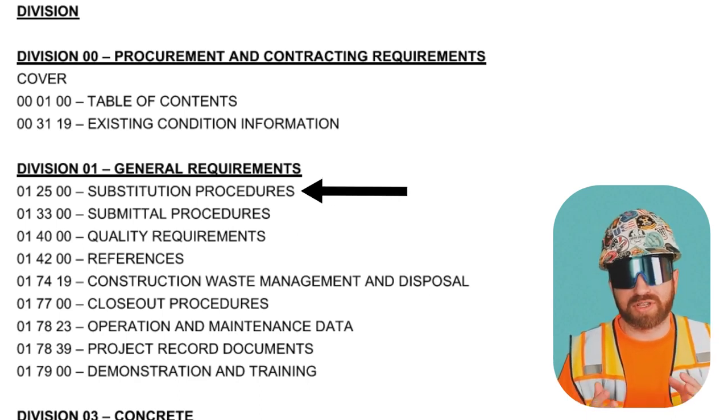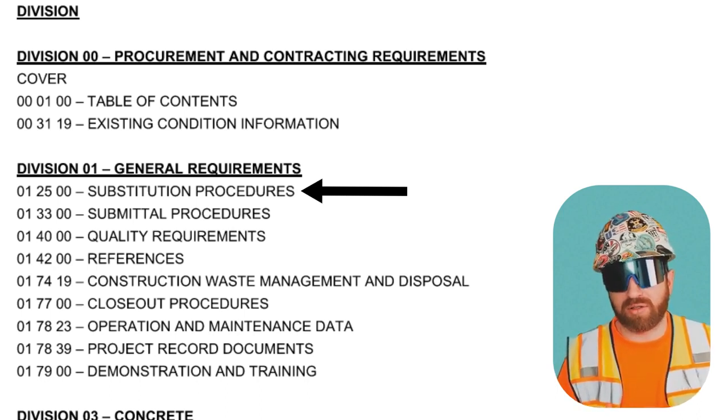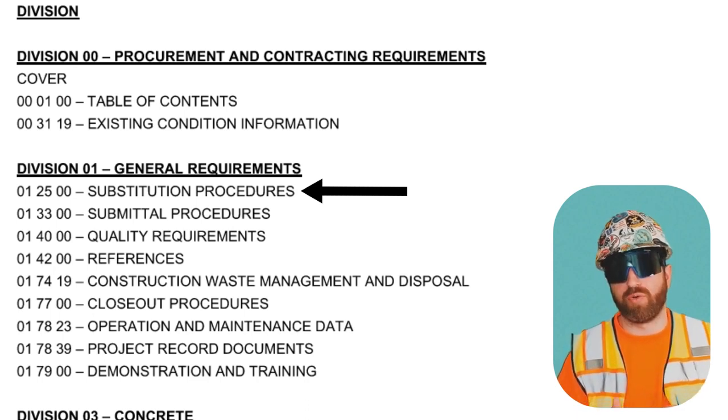Substitution procedures. As a contractor, you might not have access to a product due to market volatility or unavailability of some material. This section outlines the procedures for submitting on material outside of the required specifications for approval.